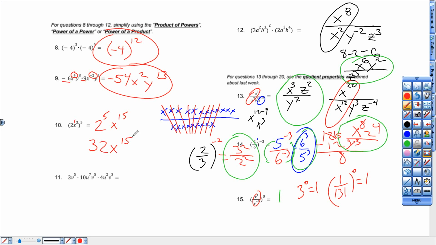All right, this guy, multiplying 3 and 10, 30. 30 times 4. If I multiply these 3 numbers, you're going to get 120. V to the, looks like 5, 10, 13. You just add, yep. And then U to the 9. I think you got that one.